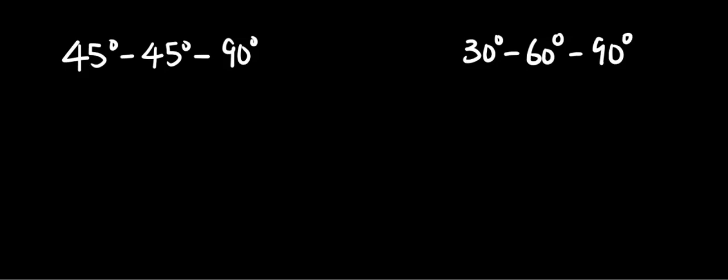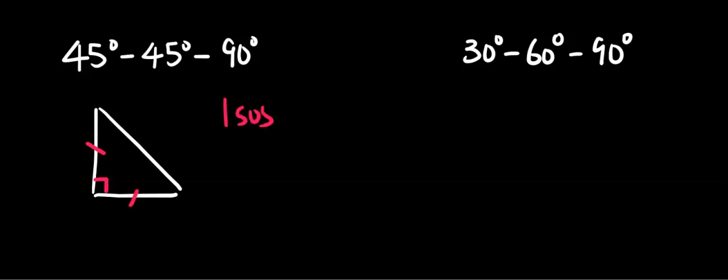We're going to learn two good rules. The first one is for a 45, 45, 90 triangle. So this is 90 degrees. Since it's 45, we know it's an isosceles right triangle. So if this is 5 units, this also is 5 units. Now, the question is, what is the length of the hypotenuse?